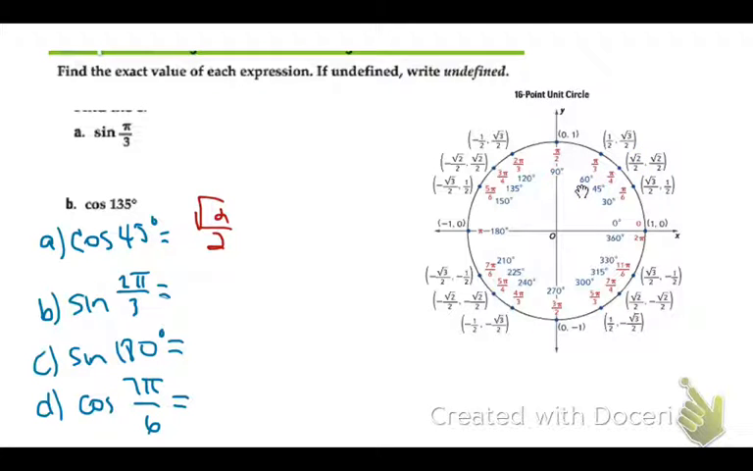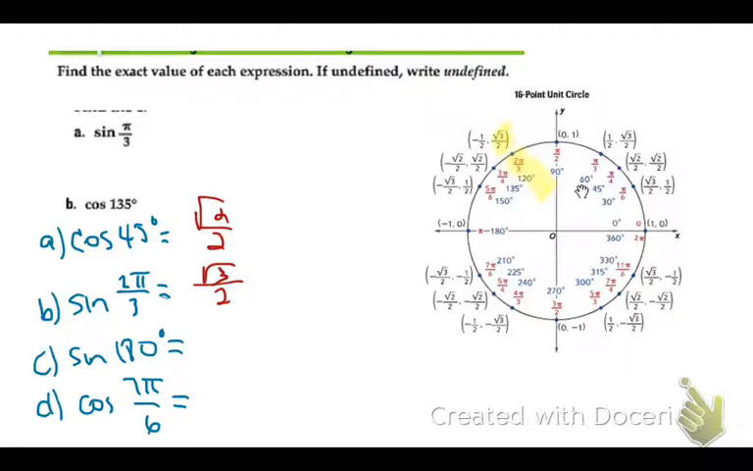Alright. Our next one was sine of 2 pi over 3. So find 2 pi over 3. What quadrant was that one in? Second. So here it is. You wanted sine. So which one did you use? The y. Yes. Very good. So that was the square root of 3 over 2. Yes, we use our y.